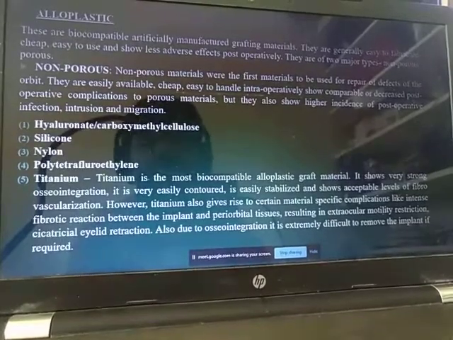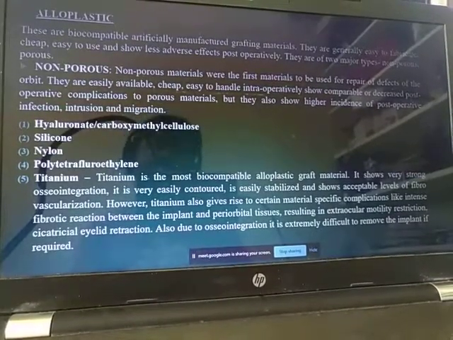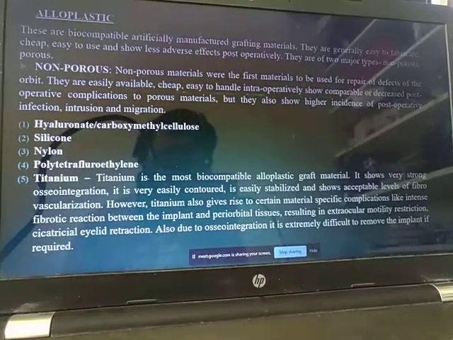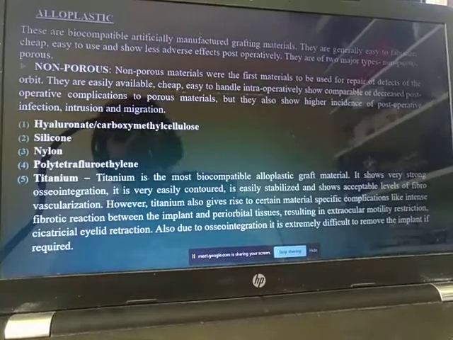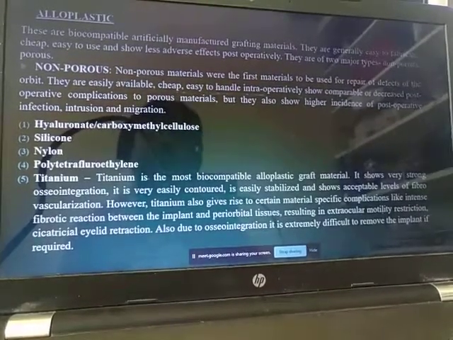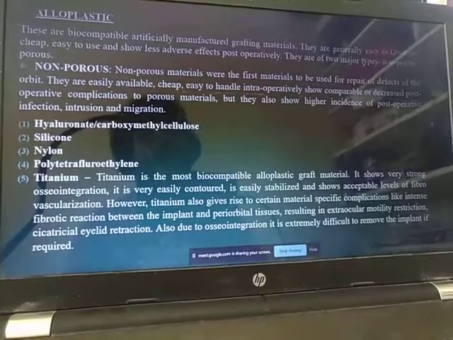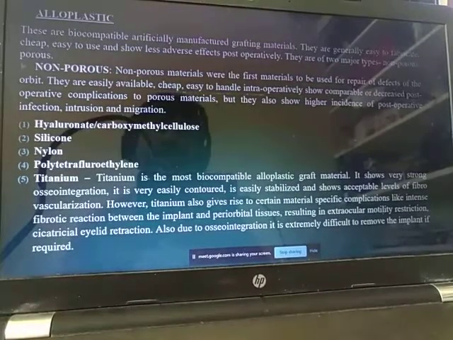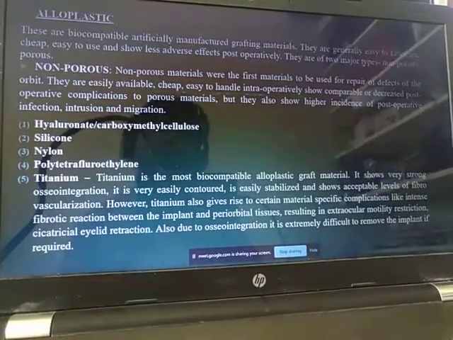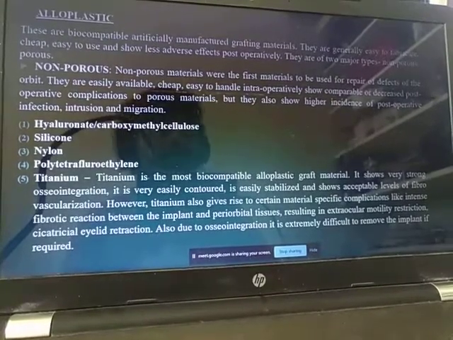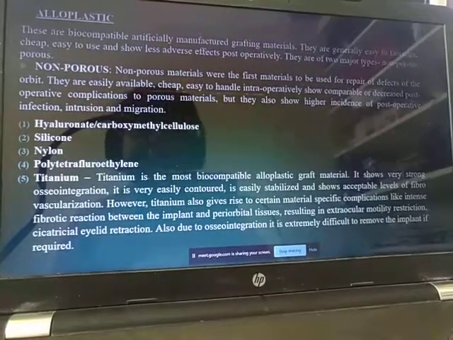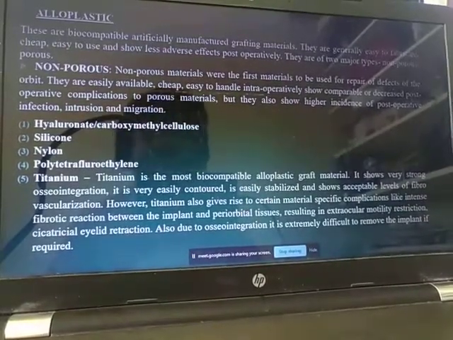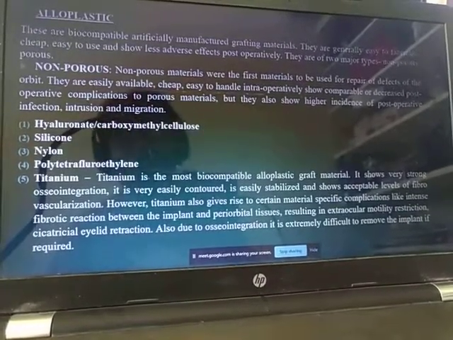It shows acceptable levels of fibrovascularization, because titanium, being very biocompatible and having a high osseointegrative property, allows blood vessels to form around it very easily, and that is also another kind of problem, because it gives rise to material-specific complications like intense fibrotic reaction between the implant and the periorbital tissues, resulting in extraocular motility restriction and asymmetrical eyelid retraction. Also, due to intense osseointegration, if there is any complication, it is extremely difficult to remove the implant if required.